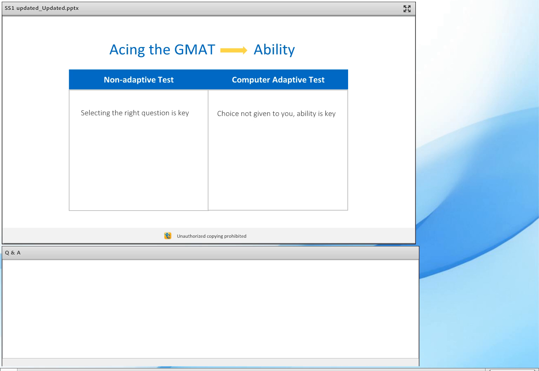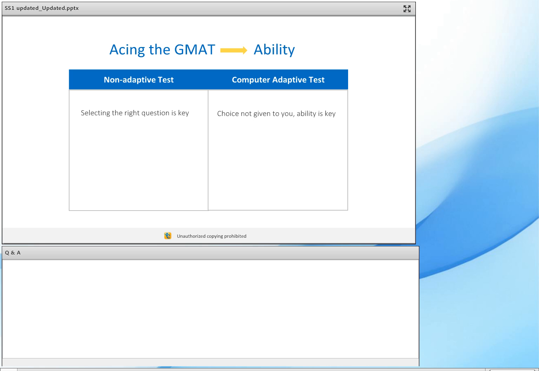So the key to acing the CAT, which is the Indian exam, is selecting the right question. To ace the CAT, you need to first make sure that you're able to figure out which question is the easiest, solve it first, then the next easy question, and so on and so forth. So that question selection becomes really, really important.